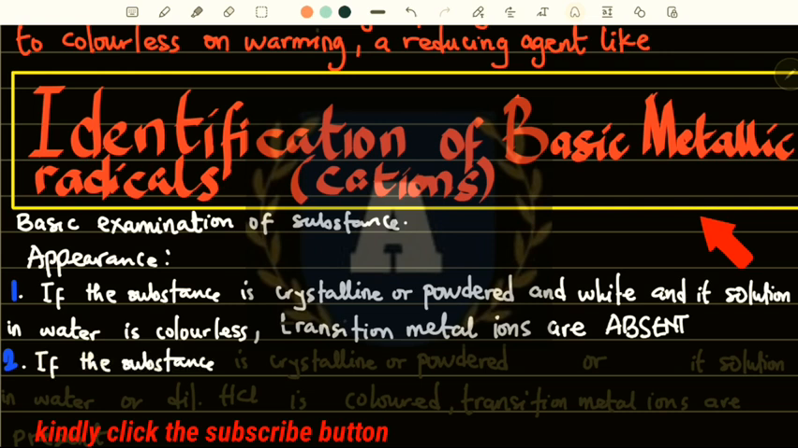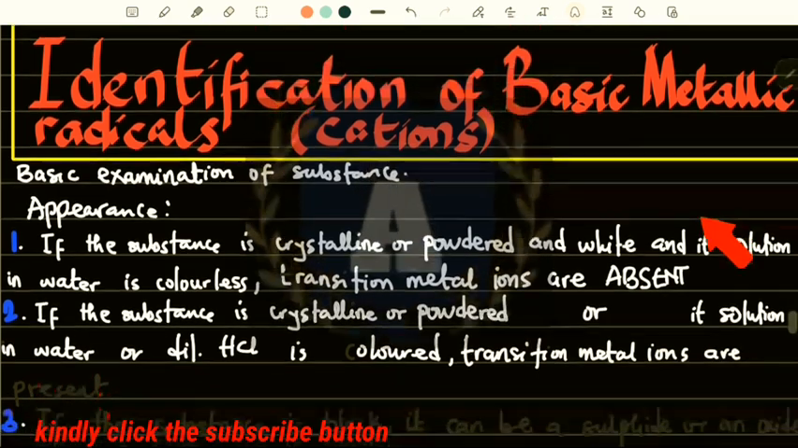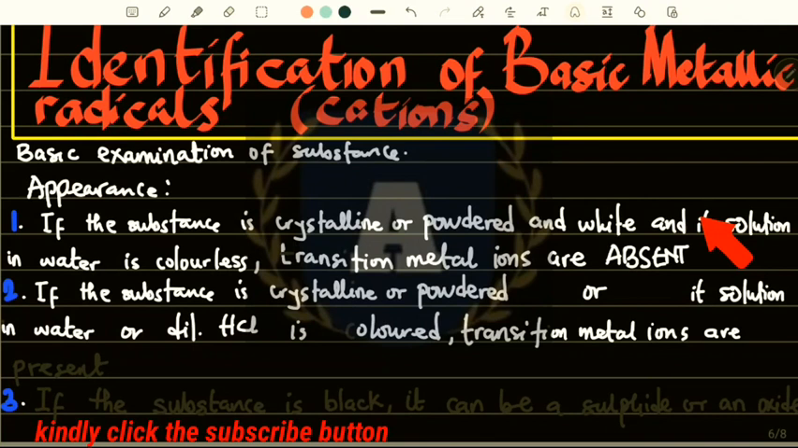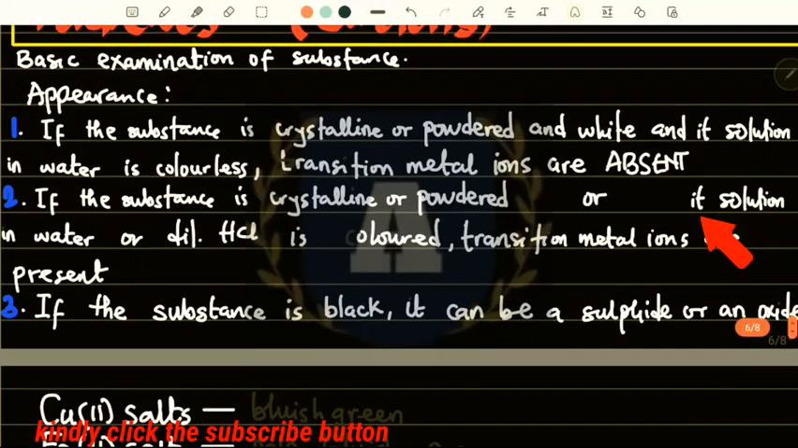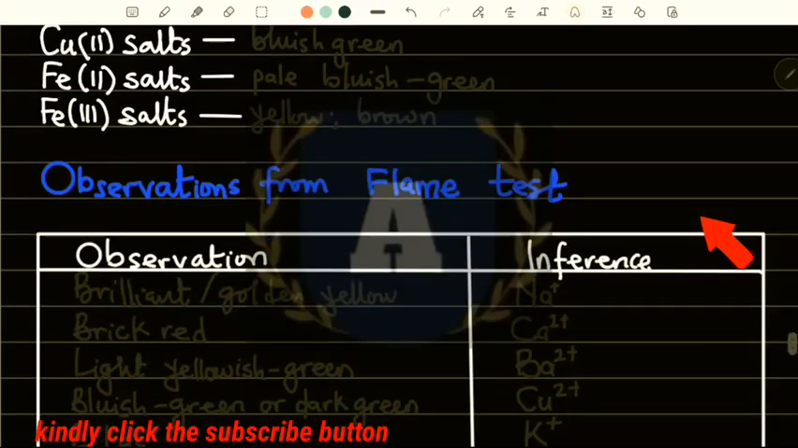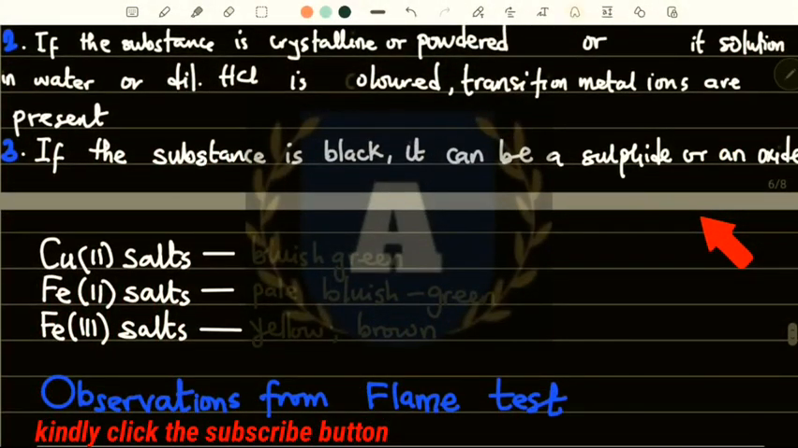Now, if the substance is crystalline or powdered, or its solution in water or dilute HCl is colored, then transition metals are present, because transition metals are colored. Now, if the substance is black, it can be a sulfide or an oxide. All right, so now we need to know the colors of these cations.